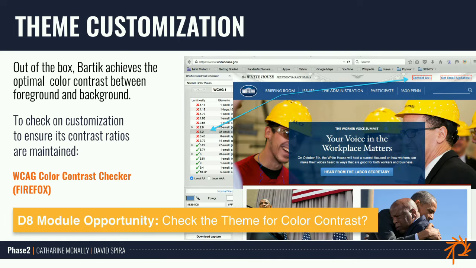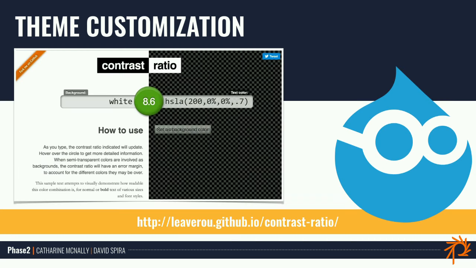There are themes out there like the Bartik theme, which have high color contrast out of the box. This is a main focus of the theme. So if you're looking for a place to start and you need to get rolling quickly, this is a good place to start. Whatever you're doing, you need to make sure that your color contrast ratios are very high.